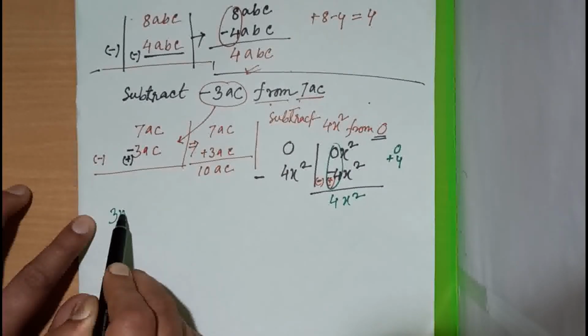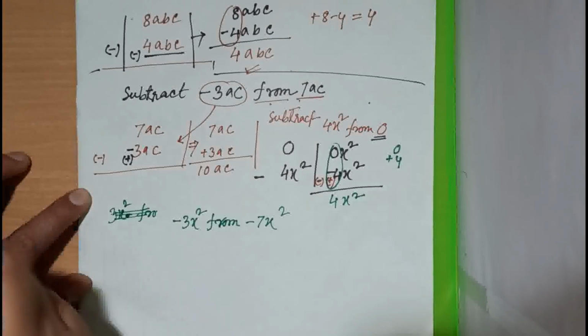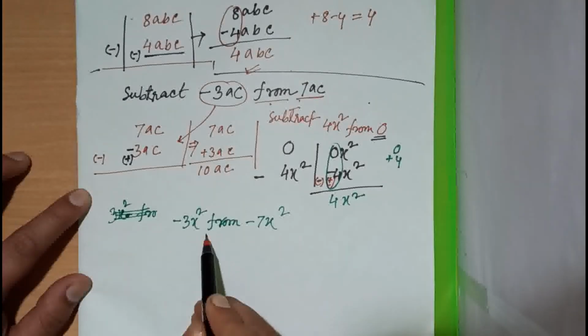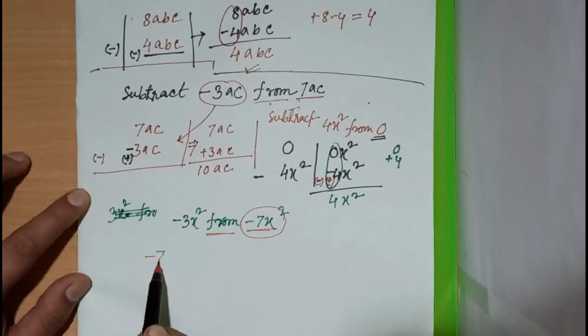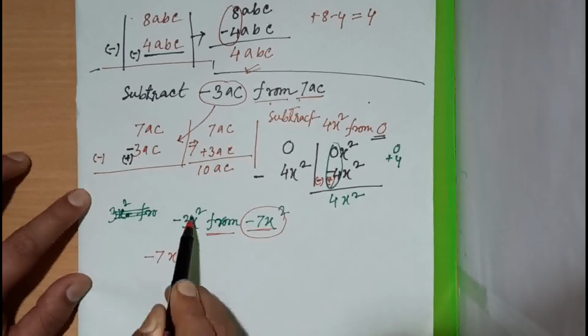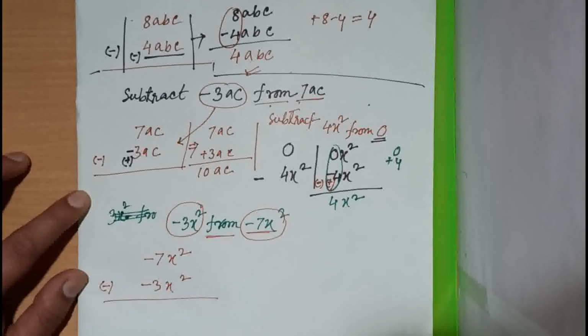Let me take another example. Example 3: minus 3x square from 7x square. So from 7x square, that means we will write this term first, that is 7x square. Now we will write this term, minus 3x square. We need to subtract, that is why I am giving a minus. After giving this minus, this sign will become positive.